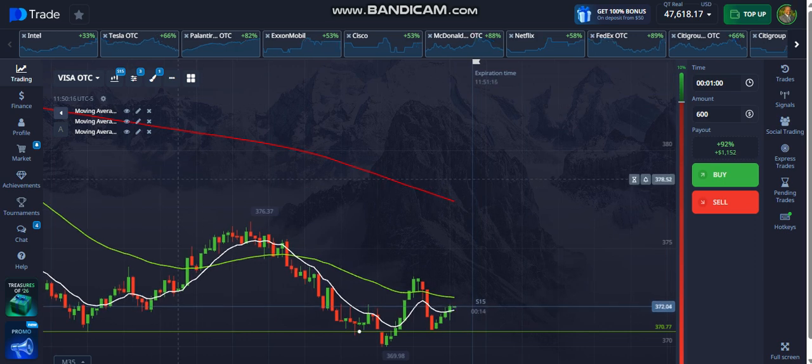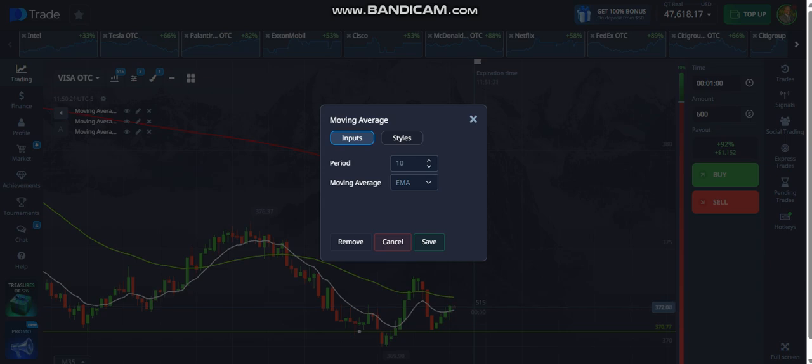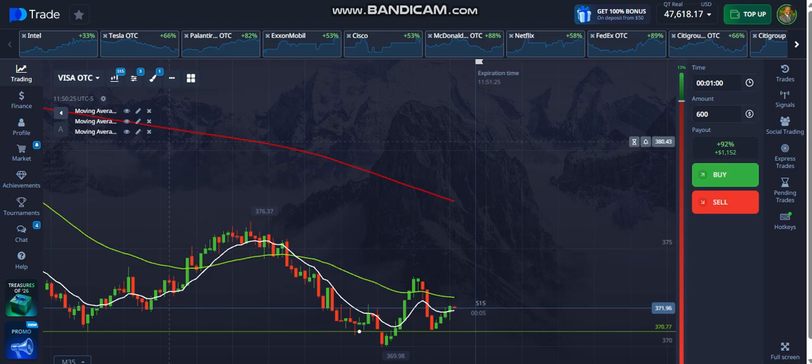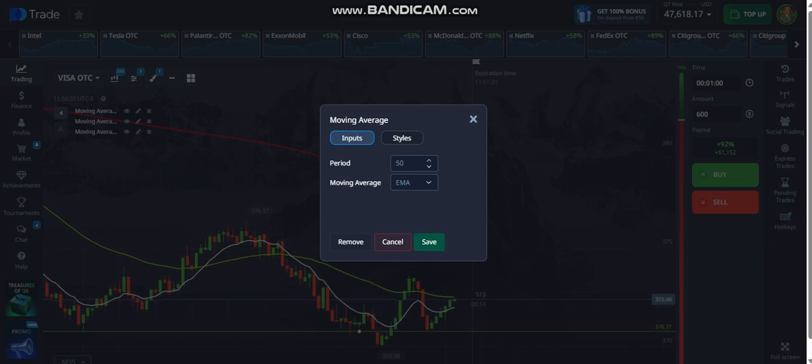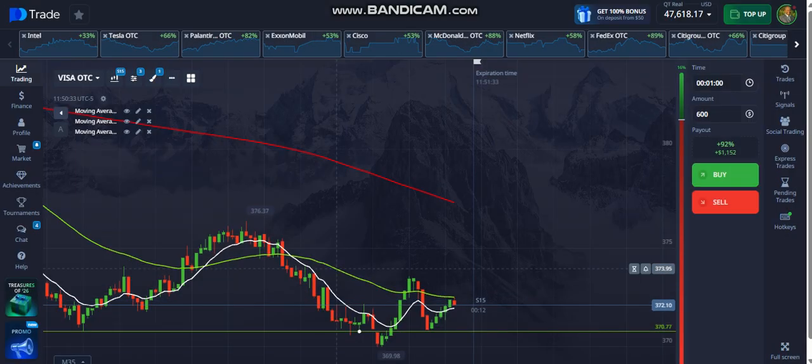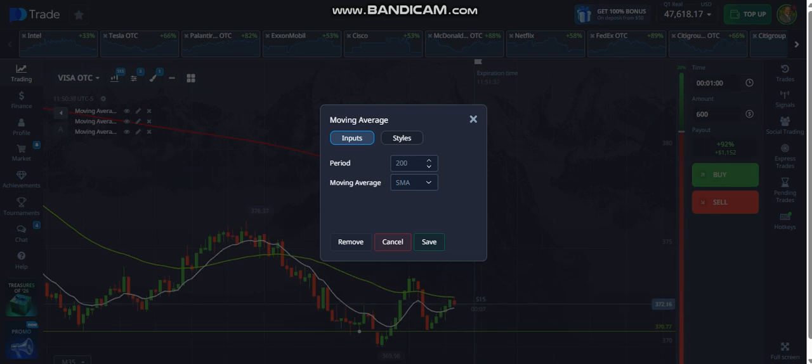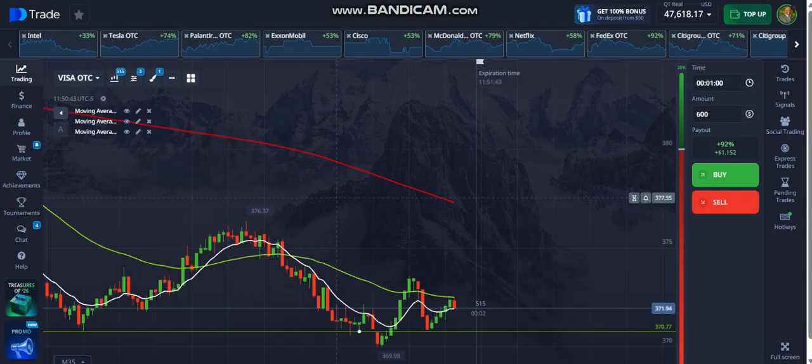Three moving averages. The first moving average is the 10 EMA, which is the white line. The second moving average will be the 50 exponential moving average, which is the green line. And then the third moving average is the 200 period simple moving average, SMA, which is the red line here.